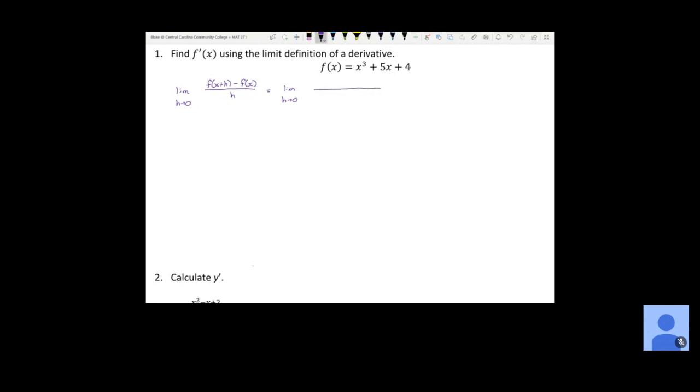Okay, so if we're looking for f of x plus h, we're just substituting that into our function over here. So that's going to become x plus h to the third power plus 5 times x plus h, and then plus 4. And then we're subtracting f of x. Okay, so just make sure you're subtracting the entire function here. X cubed plus 5x plus 4. Again, all of that is over h. Any questions up to that point?